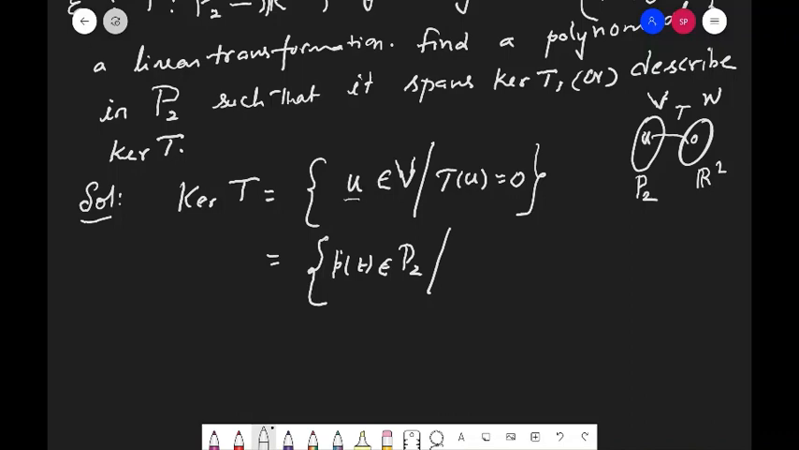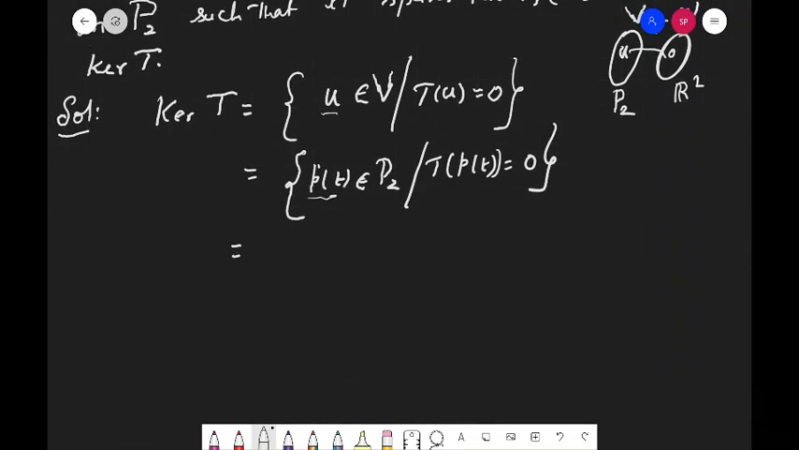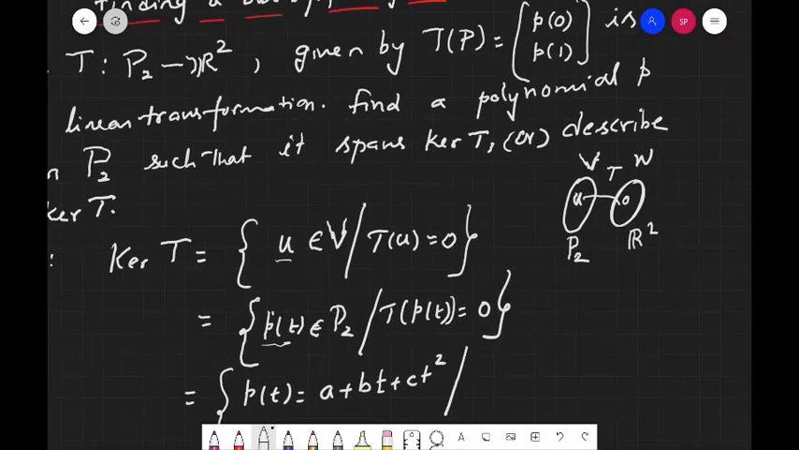So vector U is nothing but polynomial P of T, where the vector space with the domain is P2, the vector space of all polynomials of maximum degree 2, such that T of P of T is equal to 0. This is what we mean by the kernel. So what is P of T in P2? P of T will be in the form A plus BT plus CT square, that is in P2, such that now what is T of P of T defined as?